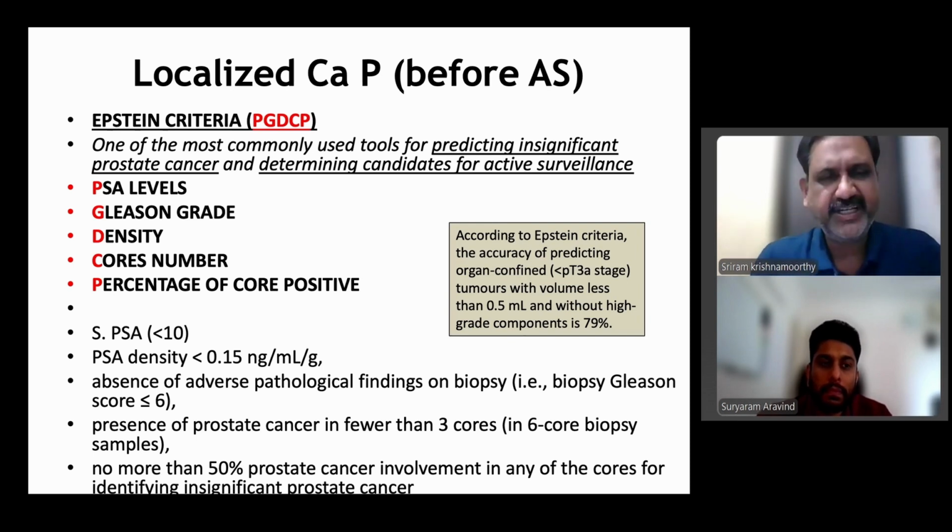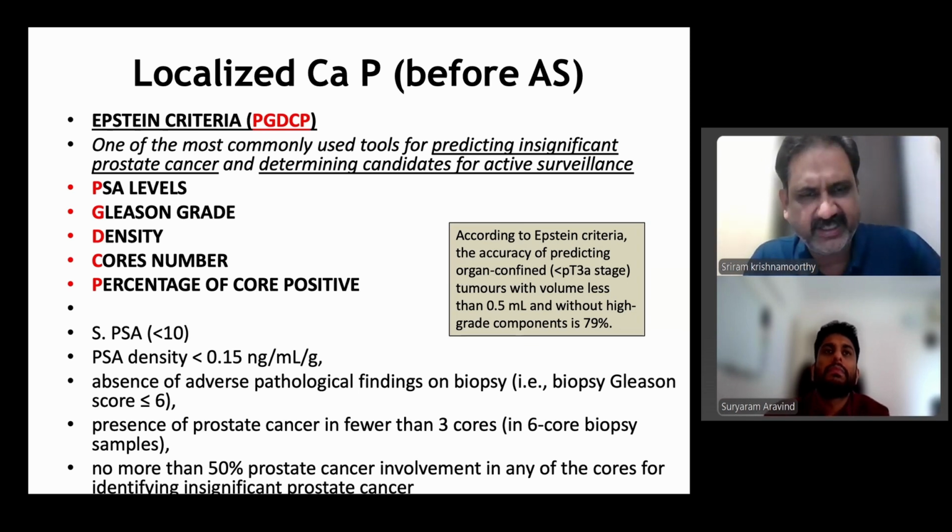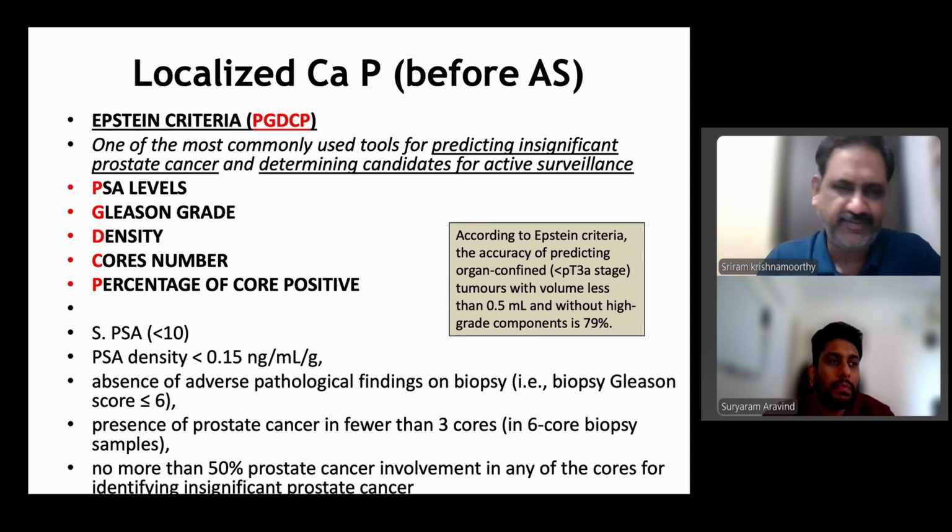In a patient with localized prostate cancer, before you put the patient on active surveillance, I said number one, the patient should be willing. Number two, the infrastructure that you have should be able to monitor them closely. Only then can the patient be subjected to active surveillance. What is Epstein's criteria? Epstein's criteria is a very commonly used tool to see who are the candidates who can be put on active surveillance. It may be organ confined, but if the PSA is 20, will he be a candidate for active surveillance? So there should be some criteria to define the patient to be fit enough for active surveillance. So what are the criteria?